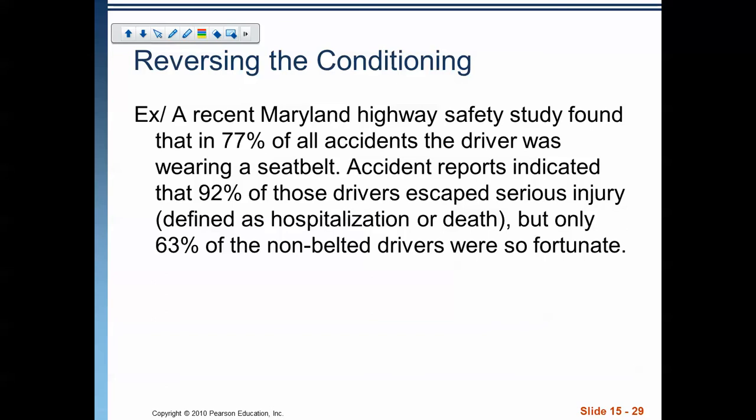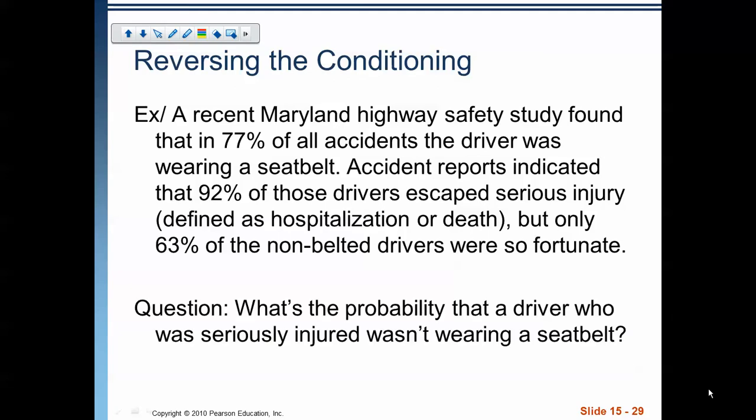A recent Maryland highway safety study found that 77% of all accidents, the driver was wearing a seatbelt. Accident reports indicated that 92% of those drivers escaped serious injury, defined as hospitalization or death. But only 63% of the non-belted drivers were so fortunate. So the question is, what's the probability that a driver who was seriously injured wasn't wearing a seatbelt?